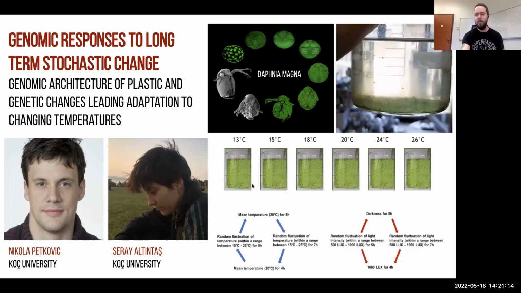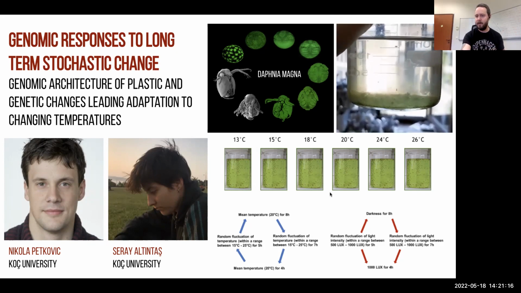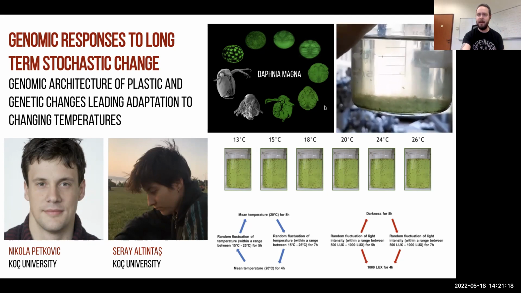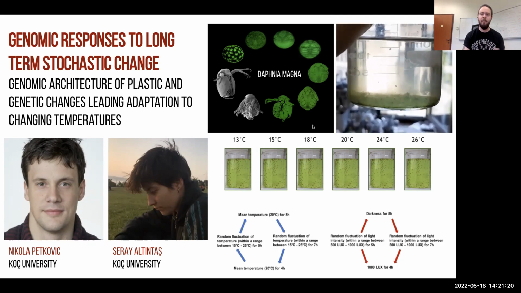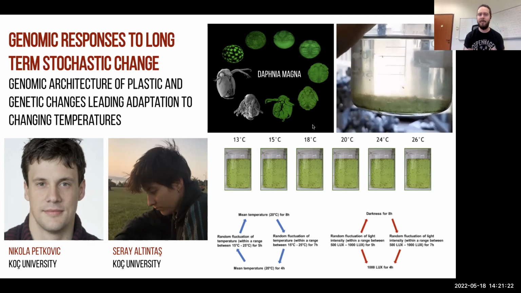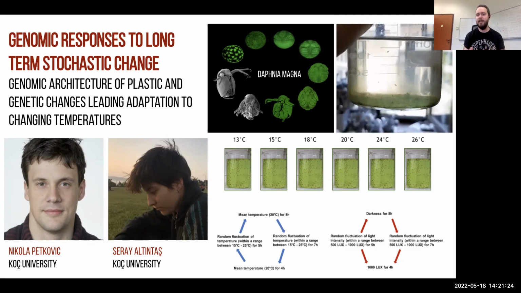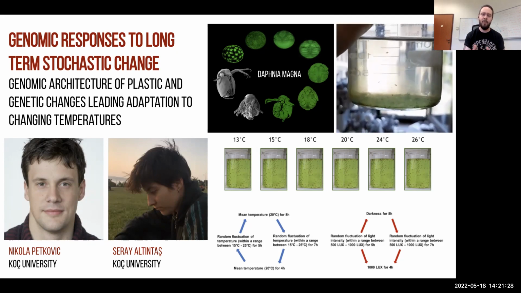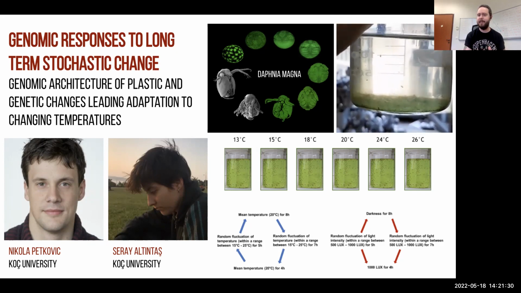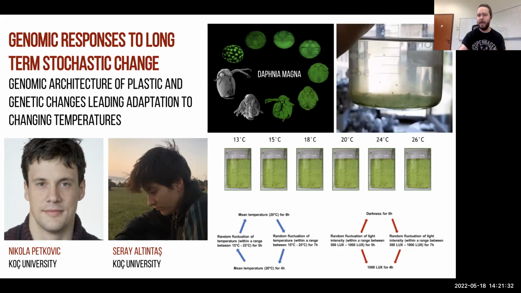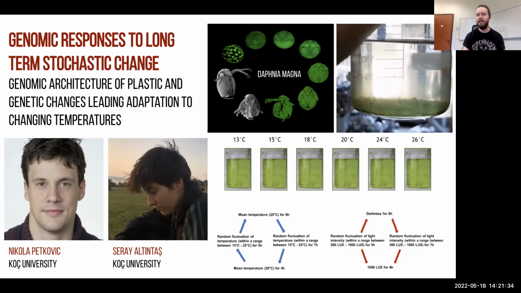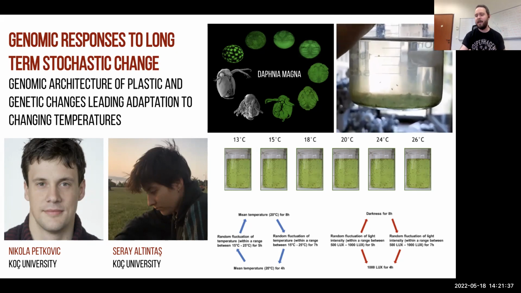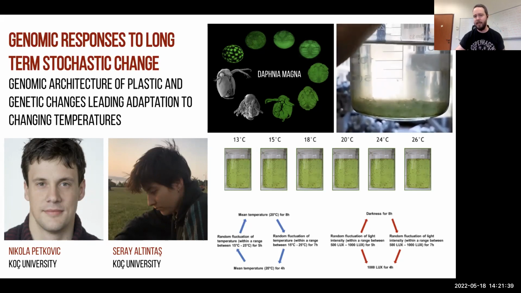So again, we are setting up experiments in different temperatures. We're using Daphnia magna as our model organism. What we want to understand is, how does adaptation proceed when temperatures increase in a stochastic nature? We want to contrast phenotypic plasticity, so quick adaptation through phenotypic plasticity, and whether or how that can switch to long-term genetic adaptation.